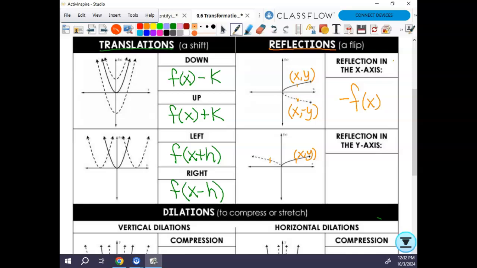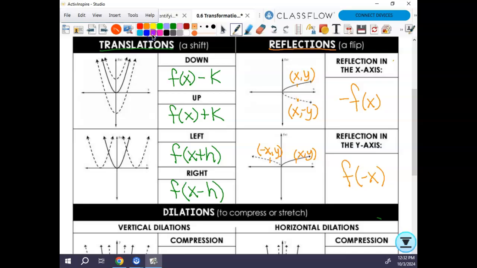All right, and then, so when I reflect it, I'm changing the sign on x, right? Which means that this would be f of negative x. Okay? So I change the sign on x, I reflect in y. I change the sign on y, I reflect in x. Everybody good with all that?